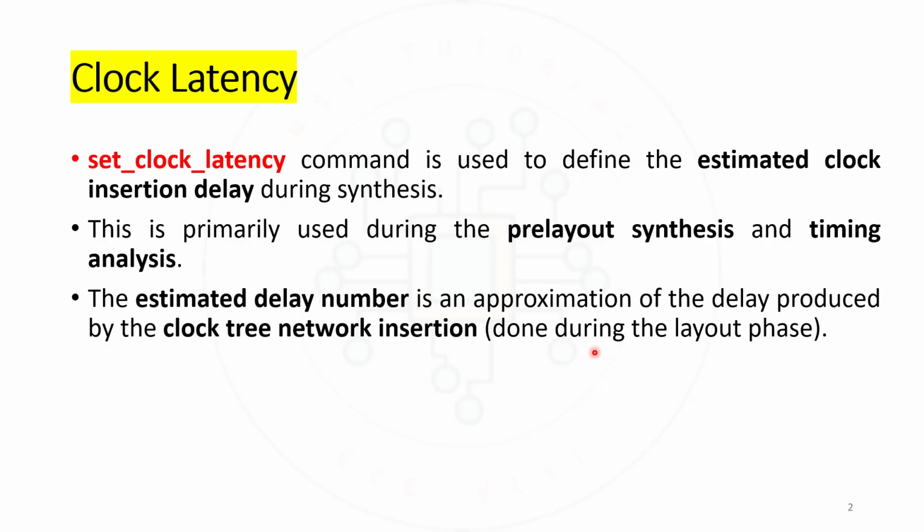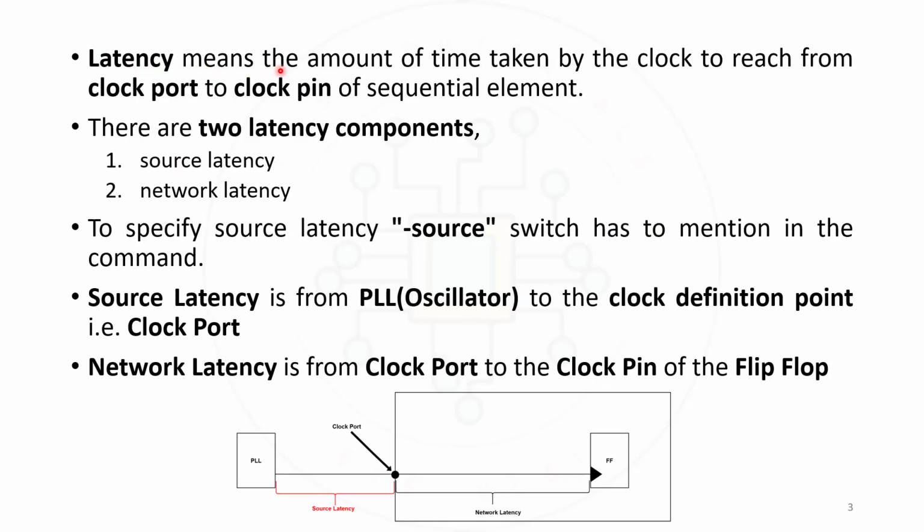In order to understand clock latency, we need to know what is meant by source latency and network latency. Latency means the amount of time taken by the clock to reach from the clock port to the clock pin of a sequential element. There are two latency components, as I told you. The first one is source latency, the next one is network latency. So you need to understand this figure.